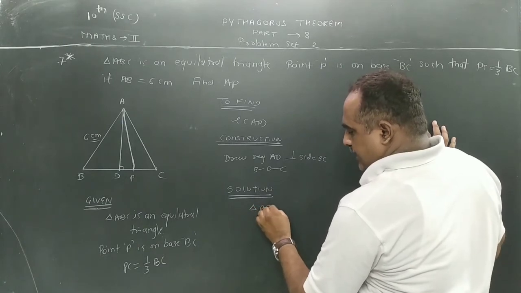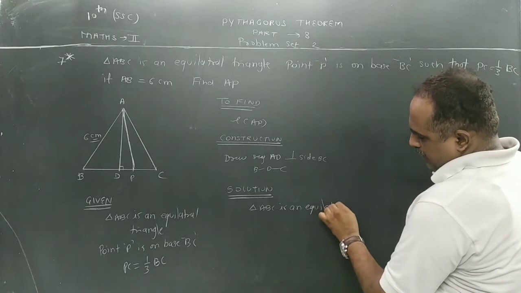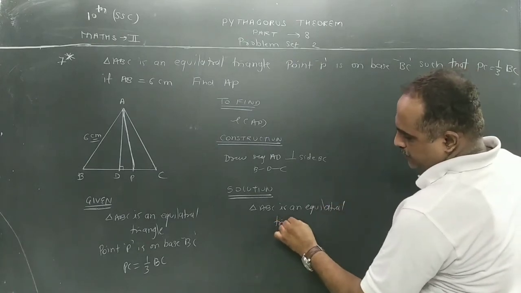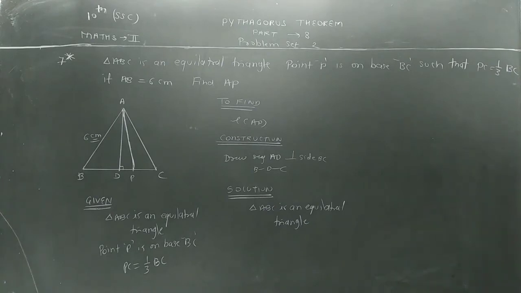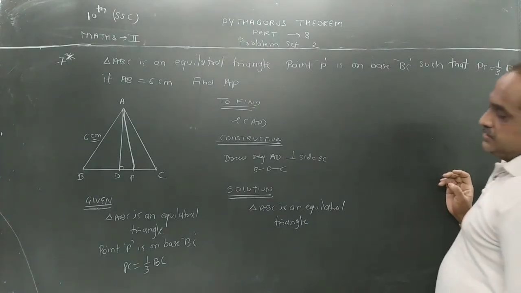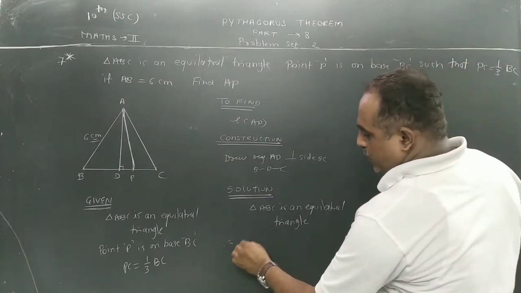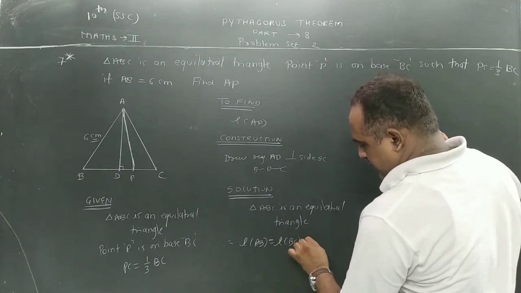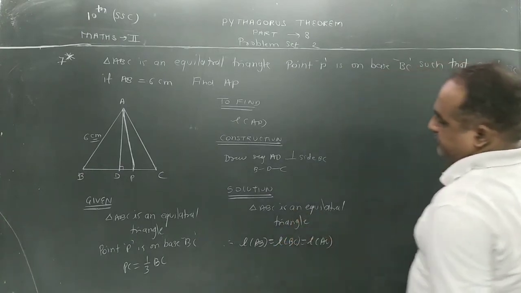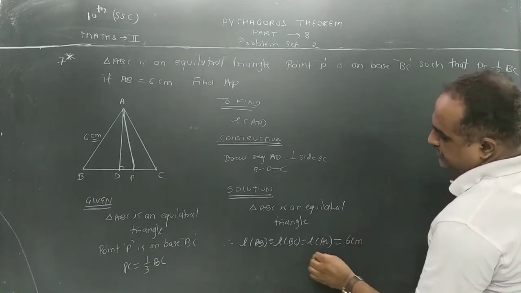Triangle ABC is an equilateral triangle. Equilateral triangle. So ultimately, all the sides will be equal: length AB is equal to length BC is equal to length AC is equal to 6 centimeter.